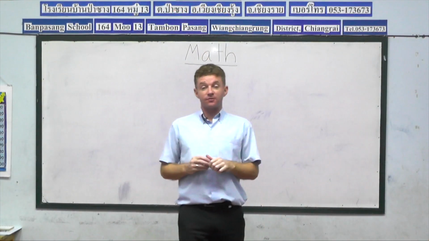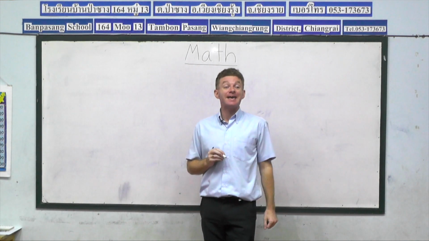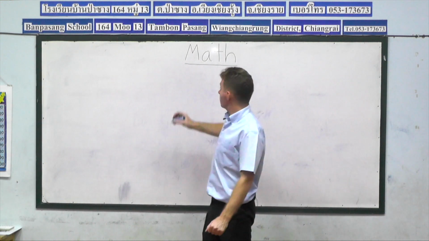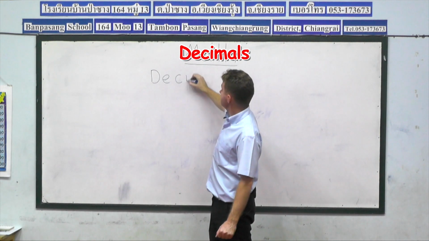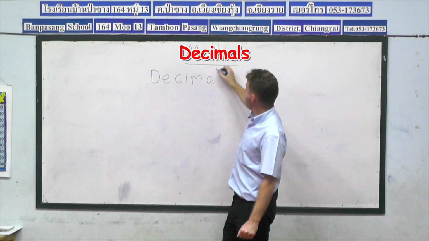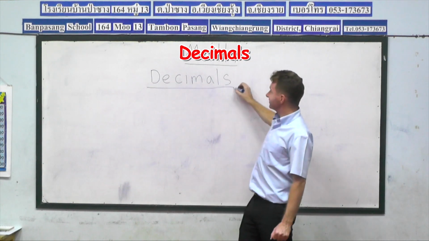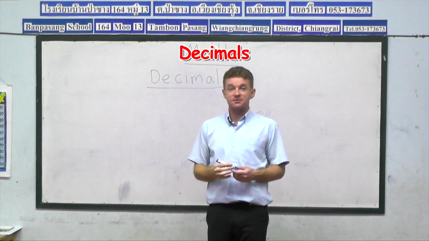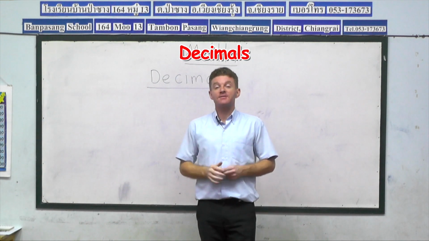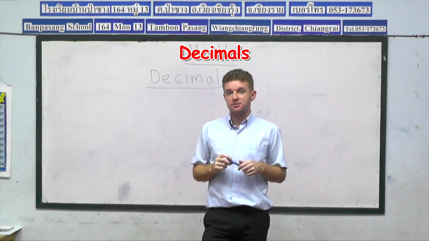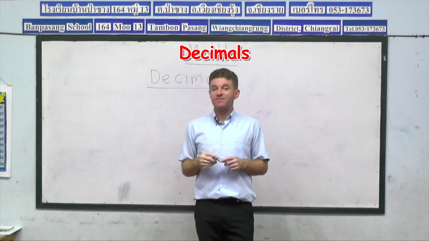So in recent math lessons, we've begun learning about another new topic. And the name of that topic is decimals. So let's spell that word together on the board, guys. D, E, C, I, M, A, L, S. Decimals. Now remember when we said that decimals are quite similar to fractions because they're based on a part of a whole. But where they differ from fractions is that the whole is made up of 10 parts. And in the previous math lesson, we learned how to name and read different decimal numbers.